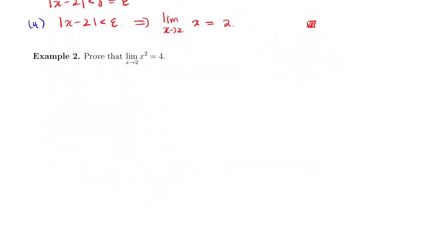All right, so the second part here is that we want to prove that the limit as x approaches 2 of x squared is equal to 4. So let's have a visual. Visually, it would look something like this. If we have the parabola, let's say that here is 2, and this part is 4.